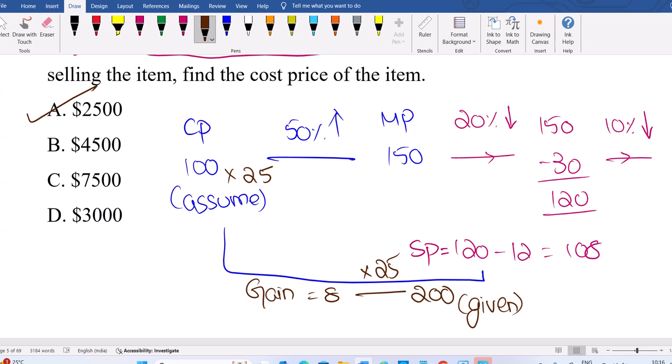So selling price 108, cost price 100, profit 8 rupees. This single question will give you the idea of the entire profit and loss, I can say. The entire process is this.